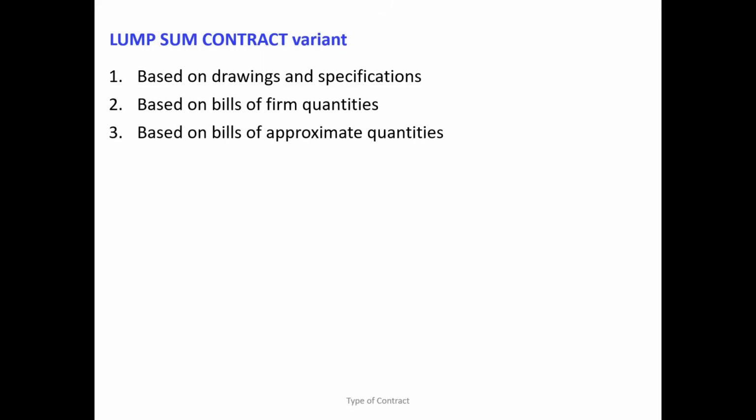Now let us go and understand the lump sum contract variants. Number one: based on drawings and specification. So what are we going to discuss now? The lump sum contract based on drawings and specification. Since you understand the lump sum contract, what happens under this particular type of lump sum contract?